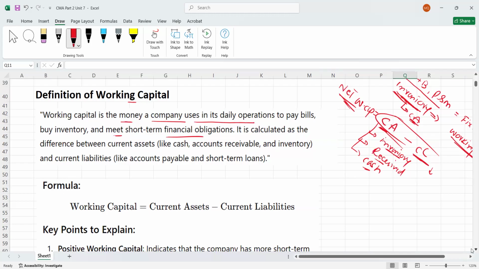So these liabilities are short term liabilities, right? And they may include trade payables. I hope you have an idea about trade payables. These are those payables which arise due to credit purchases. They may include short-term loans and overdraft kind of things. Okay, so this is your net working capital.